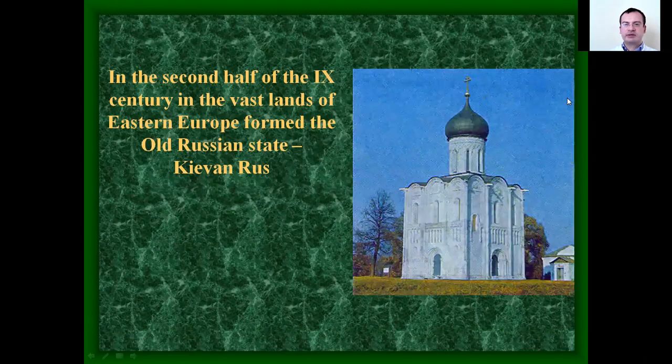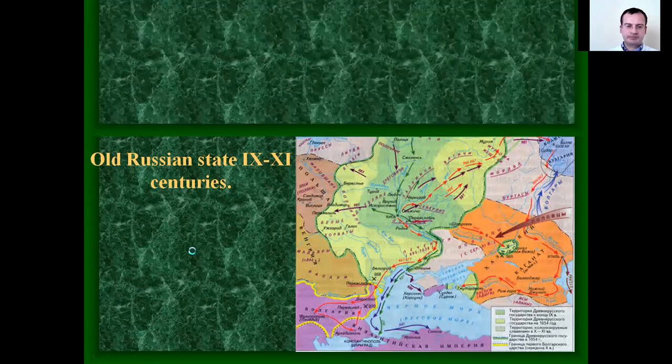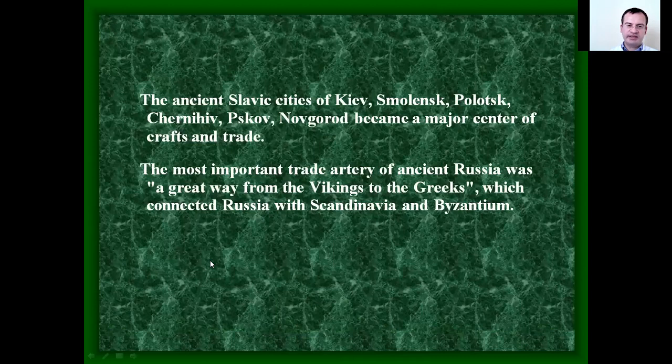In the second half of the 9th century, in the vast land of Eastern Europe, the old Russian state, Kievan Rus, was formed. This is the old Russian state. The ancient Slavic cities of Kiev, Smolensk, Polotsk, Chernigov, Pskov, and Novgorod became major centers of craft and trade. The most important trade artery of ancient Russia was the great way from the Varangians to the Greeks, which connected Russia with Scandinavia and Byzantium.